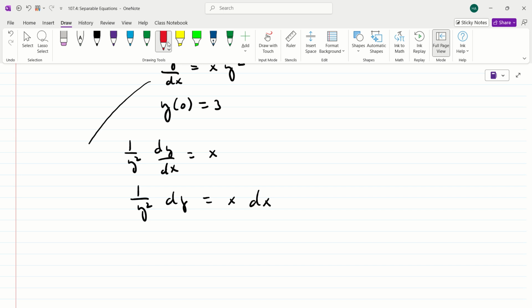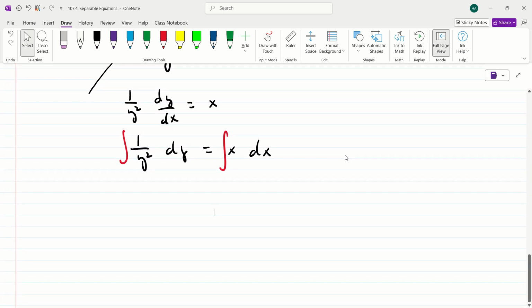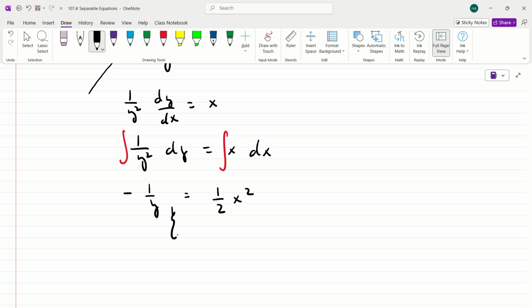So we can take our current equation and take the antiderivative of both sides, on the left-hand side with respect to y, on the right-hand side with respect to x. The antiderivative of 1 over y squared is negative 1 over y plus a constant. The antiderivative of x is 1 over 2 x squared plus a constant. I'm going to take the two constants from the left-hand side and the right-hand side and move them all over to the right-hand side and account for them with one single constant plus c.